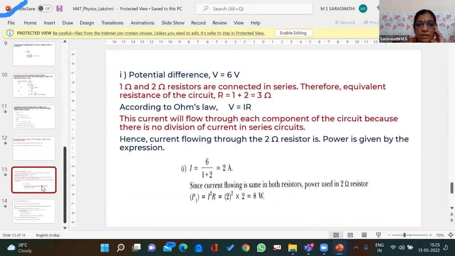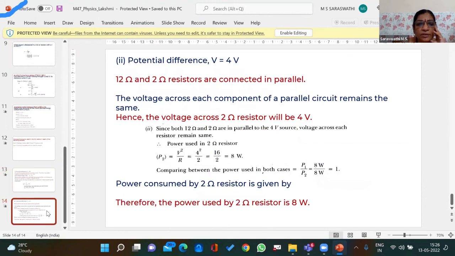Can you see? They are in series. So when they are in series, you add the 2 resistors. Okay? Able to follow? And when you are calculating I squared R, take R to be 2. So you get 8 watts, not 12.